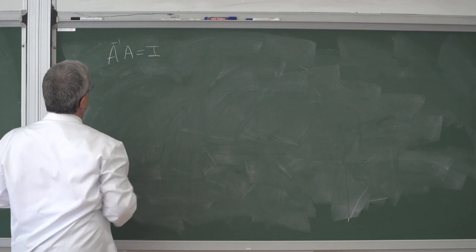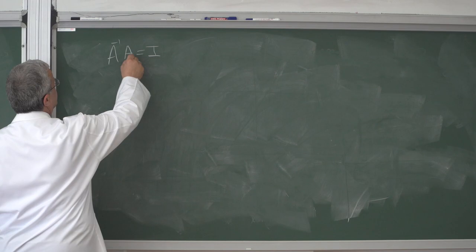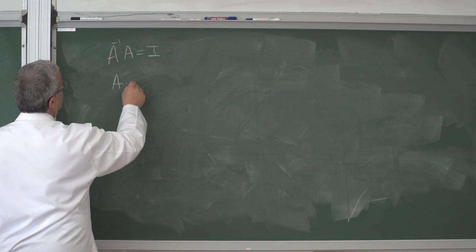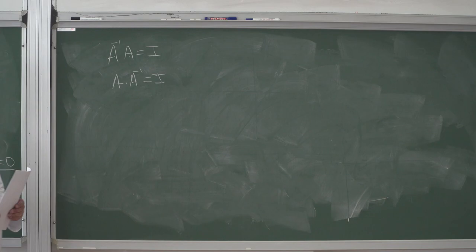A inverse times A is equal to identity. So does this mean also that A times A inverse is identity? Okay?